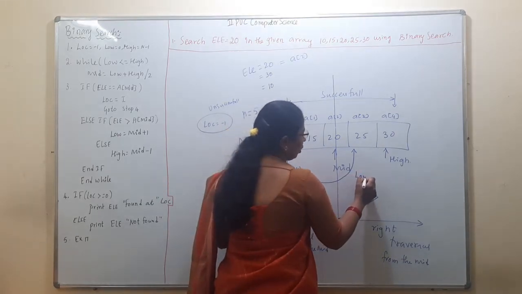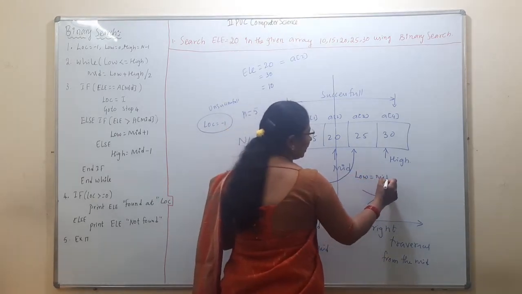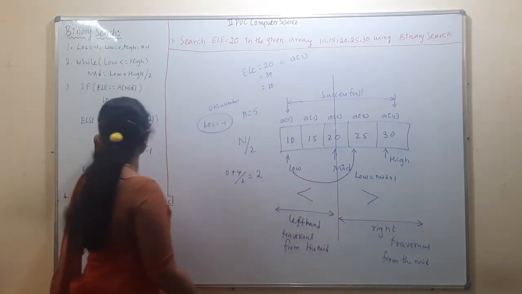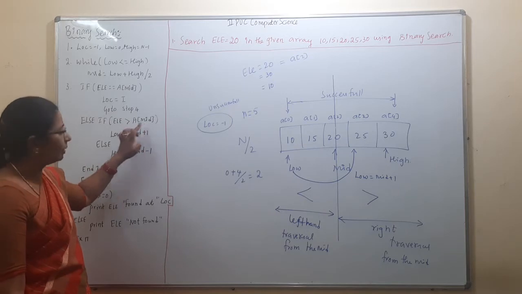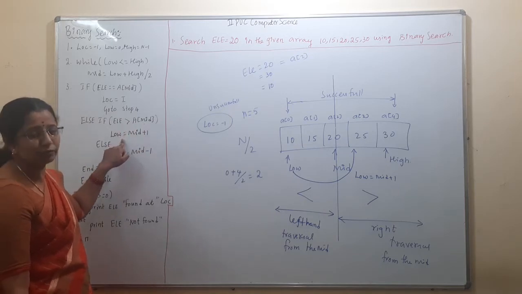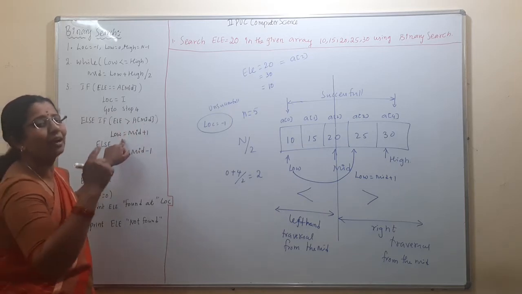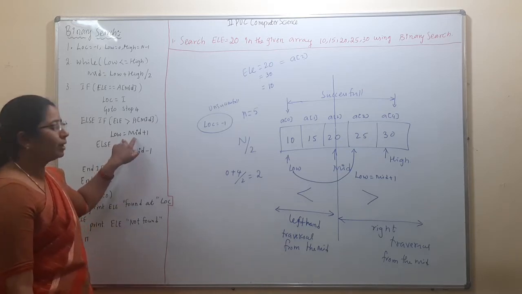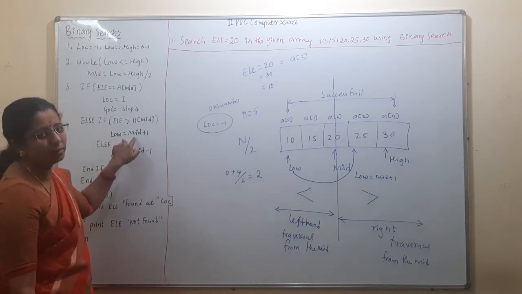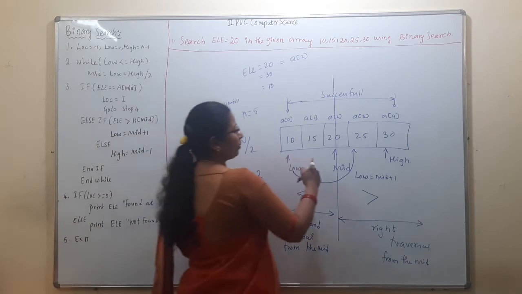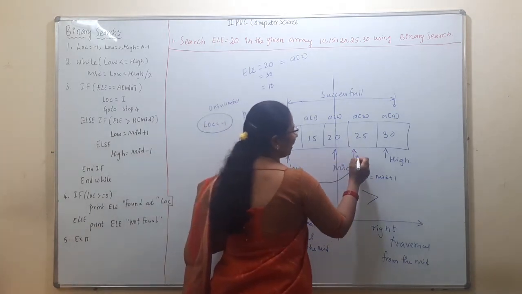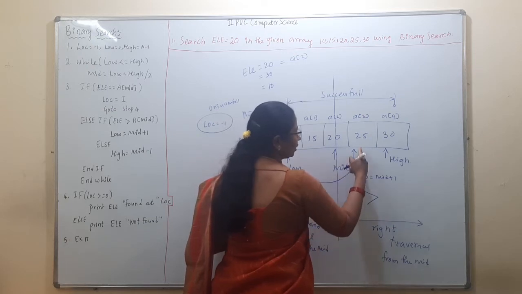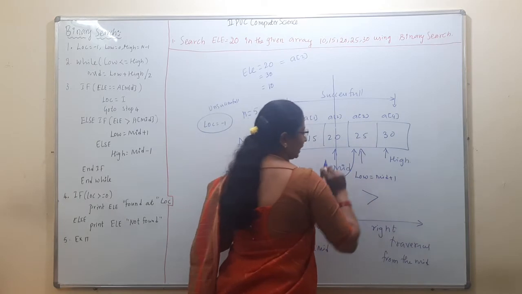Such that low equal to mid plus 1. See here, if the searching element is greater than the A of mid element, then shift the pointers towards the right hand side of the mid position. So, if I want to move to the right hand side of the mid position, then I should go for mid plus 1. So, the low pointer we need to bring towards the right hand side.